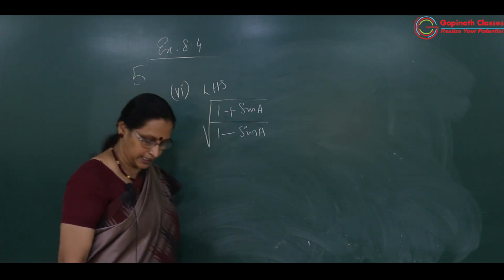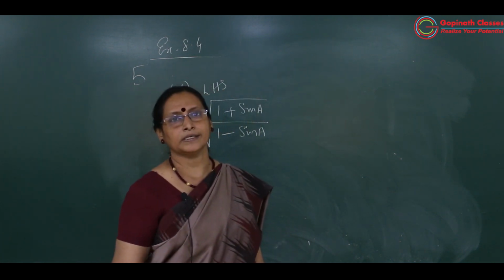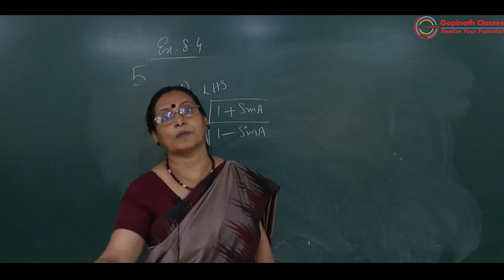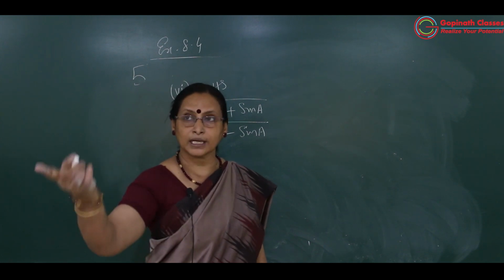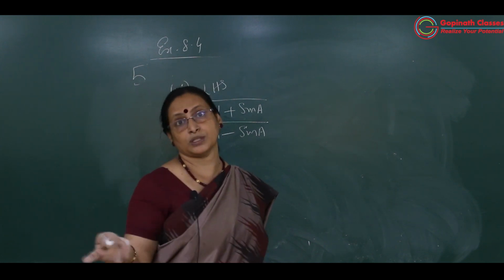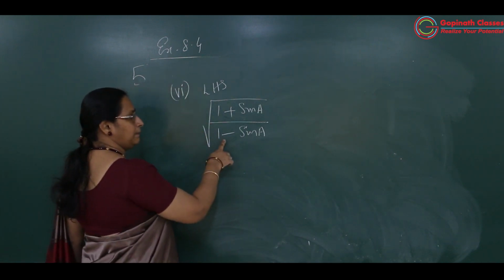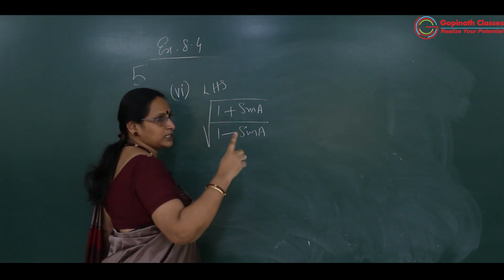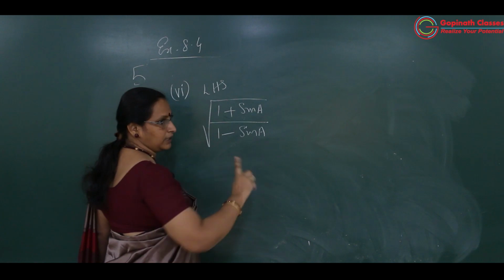You must have learned in 9th standard how to rationalize the denominator. If the denominator is root 2 minus 1, we multiply and divide by its conjugate, root 2 plus 1 upon root 2 plus 1. If it is root 3 minus root 2, we multiply and divide by root 3 plus root 2. The same procedure we will apply, multiplying numerator and denominator by the conjugate. The conjugate of A plus B is A minus B. So the conjugate of 1 minus sin A is 1 plus sin A.